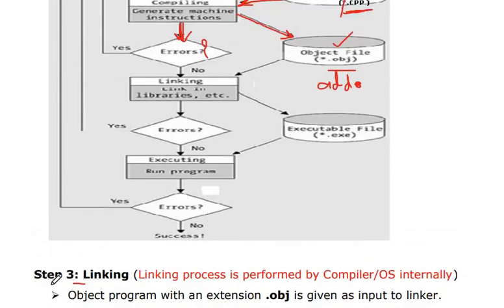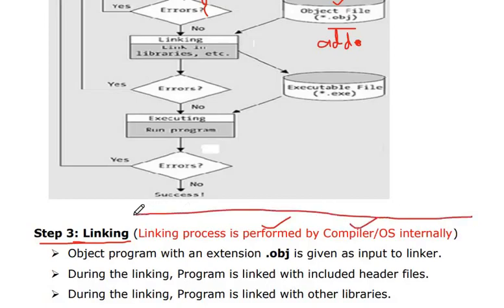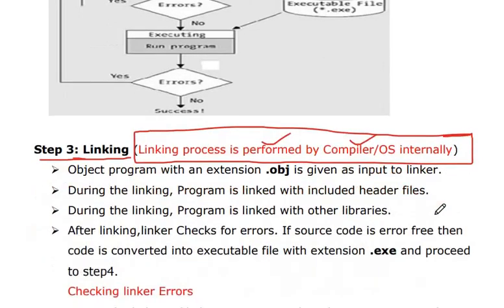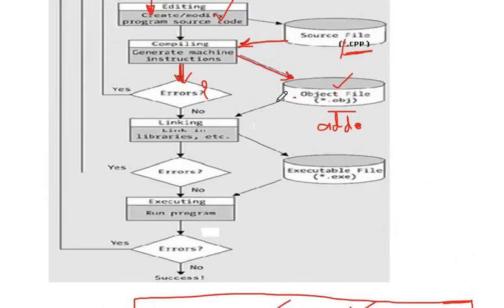Now look at step 3. Step 3 is linking a C++ program. The linking process is performed by the compiler and operating system internally. It is not performed by either the programmer or the user. Now the object program with the extension .obj is given as an input to the linker. In this example, the linker takes the add.obj file as an input.